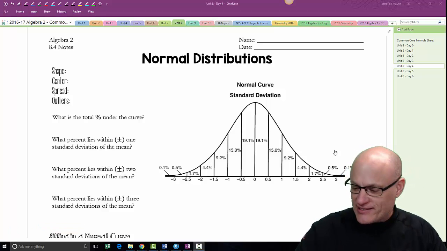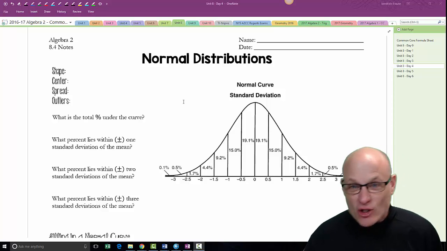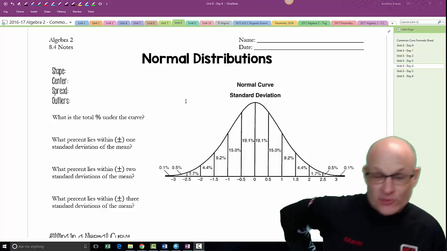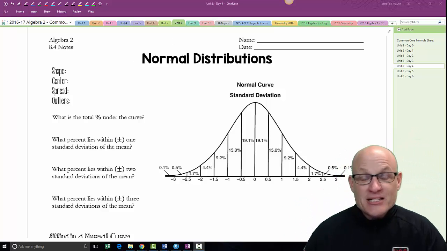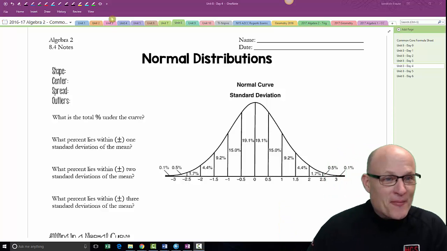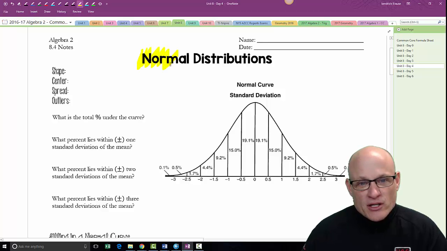Day 4, kids, day 4. I'm so excited about day 4. We are going to talk about normal distributions. Oh, almost lost my coffee there. That would have been bad. Clearly, one of us is not normal. I'm talking about you, of course, not me. But we're going to talk about normal distributions.